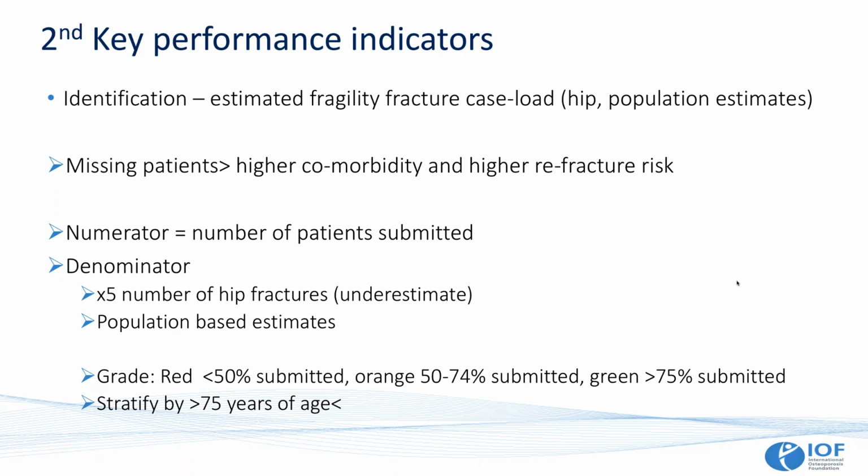And we've come up with a grading system that if you're seeing less than 50% of the expected caseload, that's red, up to 75% is orange, and green is more than 75%. And then we're also suggesting you can stratify your key performance indicator by looking at those under and over 75 to see where any gap is. Are you missing older patients or are you missing younger patients? And roughly 75 is a split of your FLS population, 50-50.